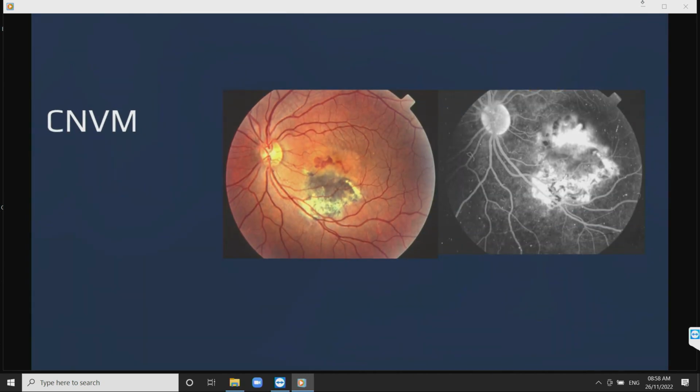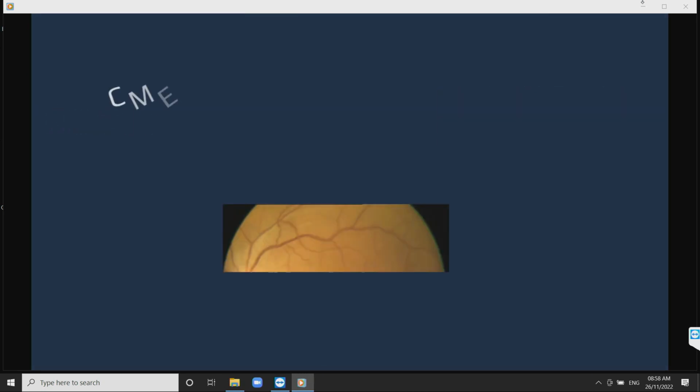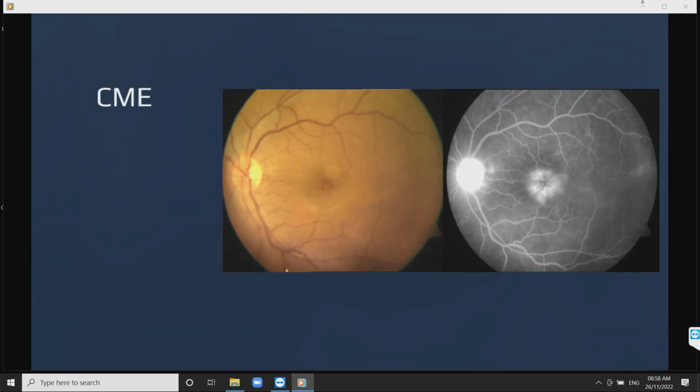It helps in detecting early complications like CNVM, which sometimes may be mistaken as a reactivation of an old scar. So FFA helps in detecting these early changes of CNVM and also CME associated with a chronic intermediate or posterior uveitis.